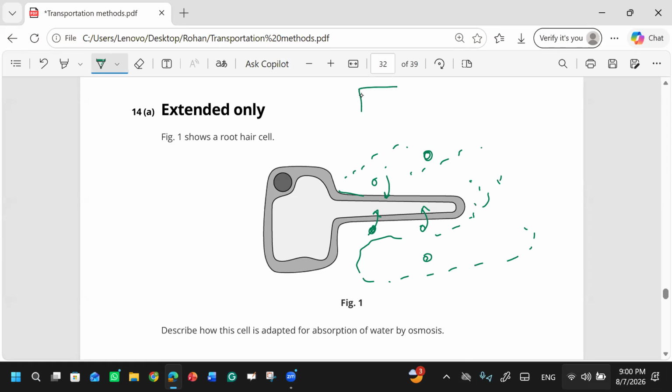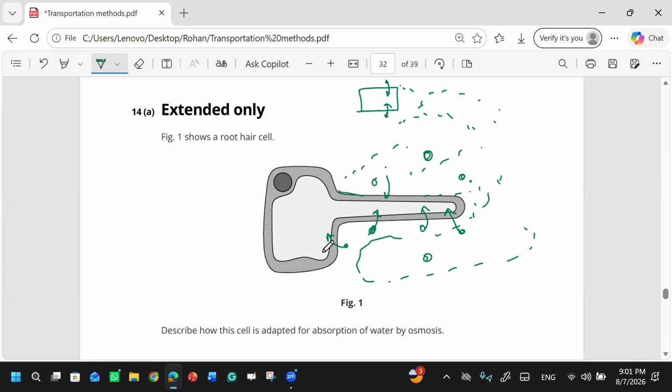If you compare a cell like this, and over here there is soil, only a few substances will enter, but it is elongated, so more substances can enter because its surface area is more. Are you getting this? Because of this elongated structure, many substances can pass through it, and there is a large vacuole in it, so this large vacuole also allows more substances to enter.